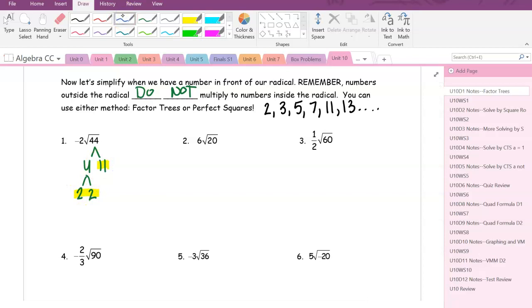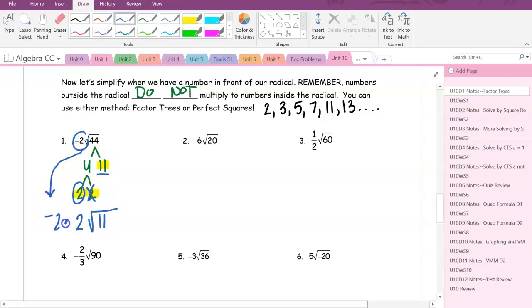All right, again, you are looking for your pair. I have a pair of 2s, and 11 does not have a pair. Underlines go under the root, circles go out front, and actually you have this -2 as well, so it's going to come on down as well, and it is only multiplying to the 2. So this is a negative 4 root 11.